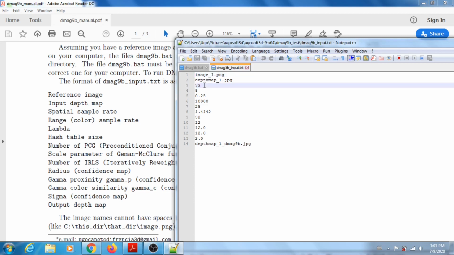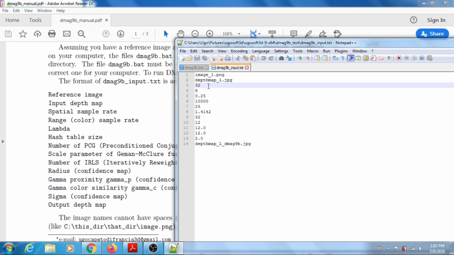If you lower that spatial rate from 32 to, let's say, 8 or 4, the output depth map is going to look much more like the input depth map. Also, if this is set too high, the output depth map is going to look blocky. You're going to clearly see blocks in the output depth map. So if that bothers you too much, you lower that number.